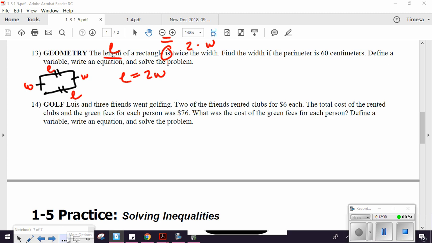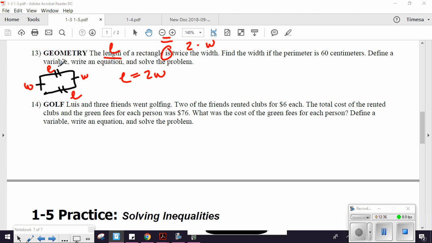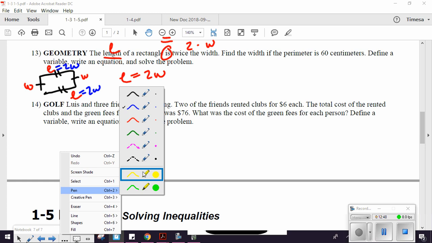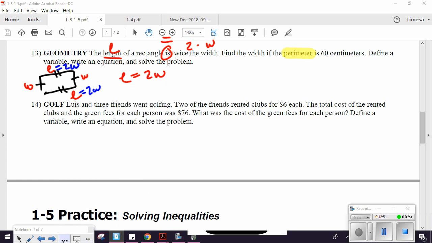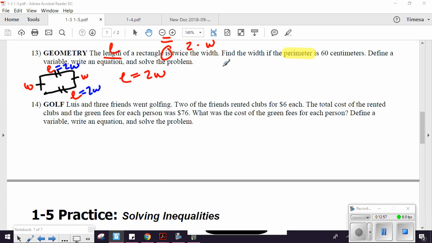So now that we know that, we can say instead of L, this is 2W in both sides on our picture. Now, if you remember, that word perimeter means add all of your sides. So, according to my picture, I have side W plus side 2W plus side W plus side 2W. And if I add all those together, according to the description, I should get a perimeter of 60.